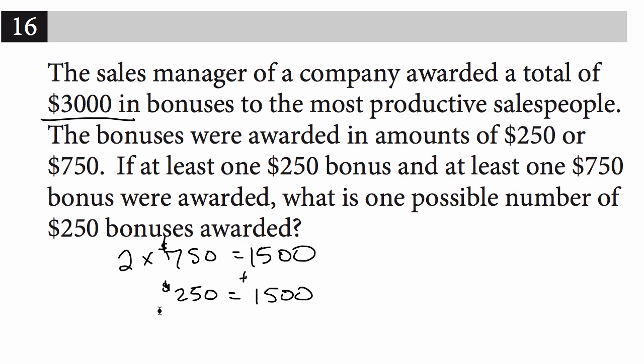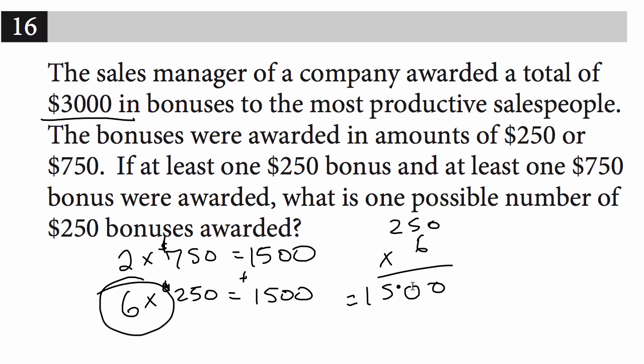Well, 4 of them gives you 1,000. So you need 6 of them, right? 6 times 250. We do the math real quick. 1,500. Yeah, it's 6. So in this scenario, that's one possible answer, 6. That's your answer. Move on.